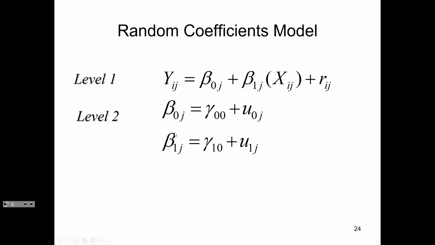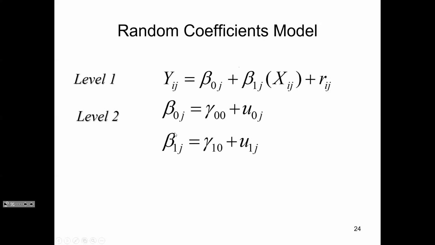So as we decrease the within cluster residual variance, we're really saying, oh, hey, we're explaining within cluster variance in the outcome variable using this predictor. Okay, so we're good on that equation. Now let's look at level 2.